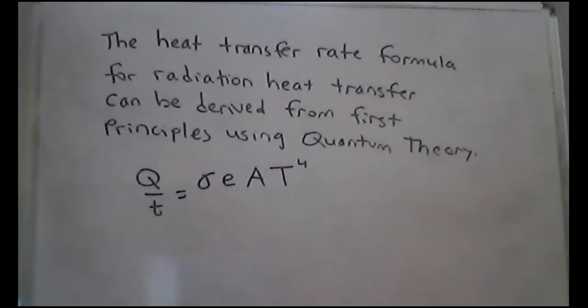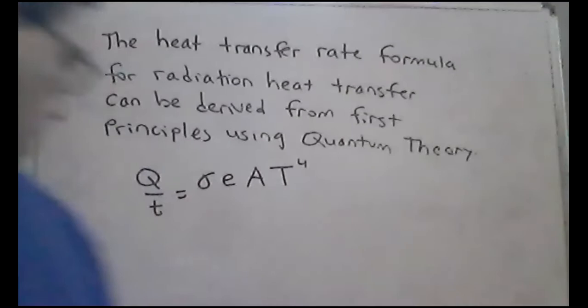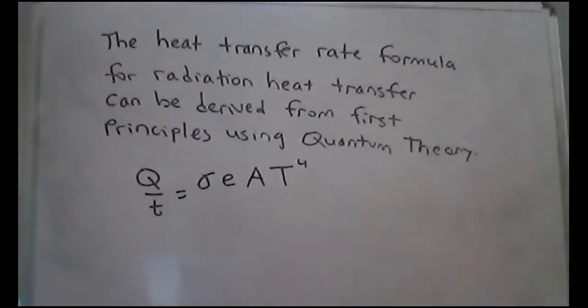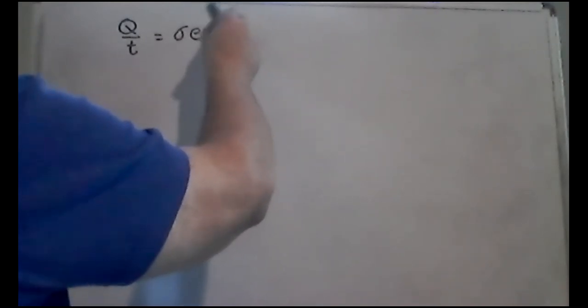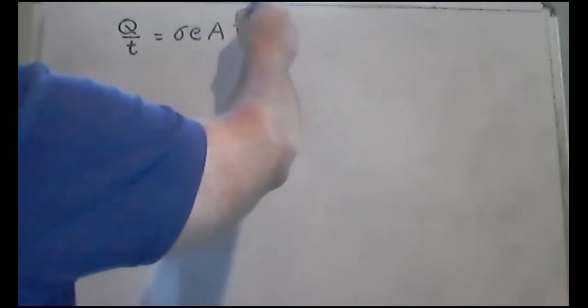So I'm going to write this back up here and we'll talk about this. Let me get the whiteboard to talk about this formula. So again, this is a radiation transfer formula. It can be derived directly from quantum theory. It is Q over t equals sigma E A T to the fourth. T to the fourth looks a little bit bizarre, but that's what you get. It's really from a simple integral in calculus to get this answer.